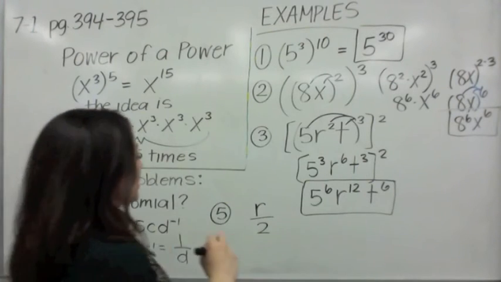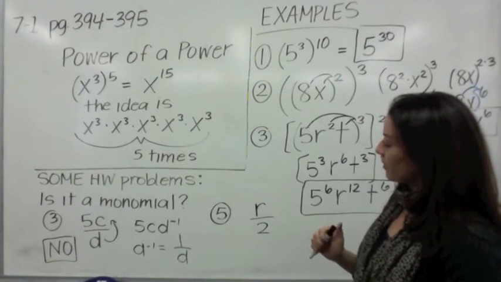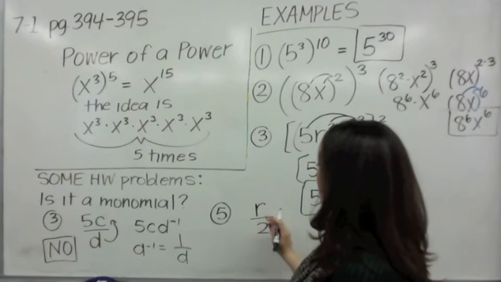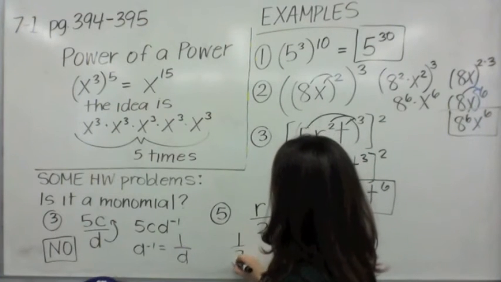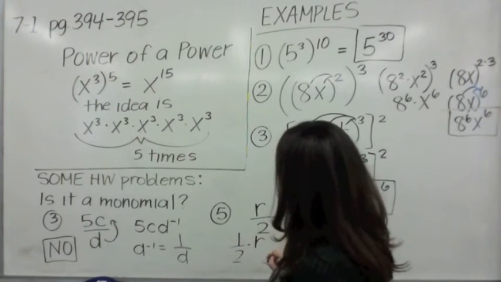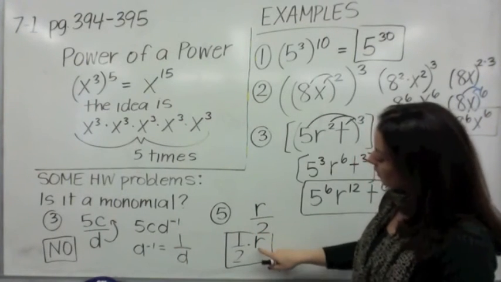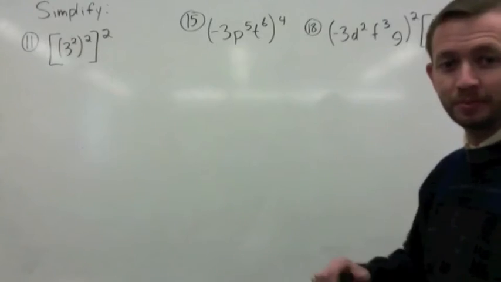Okay. Take a look at this. This is r divided by 2. Okay, r divided by 2. Is it a monomial? Yes. And really what's happening, this is saying half of r. So it's 1/2 times r, which, yes, that is a monomial because you have the product of a variable and a number. Okay?